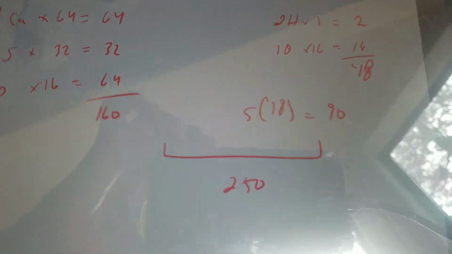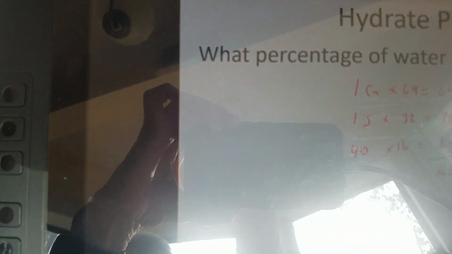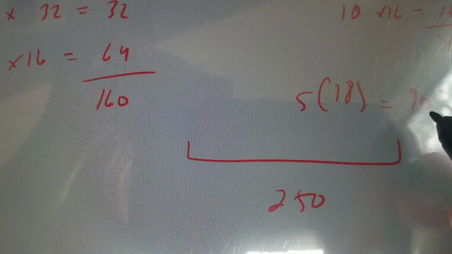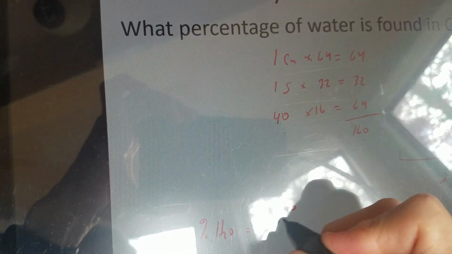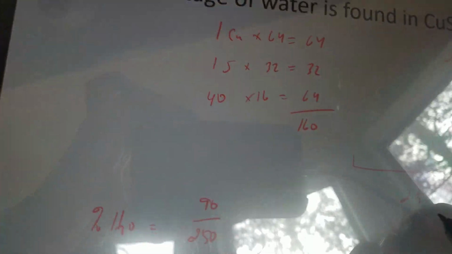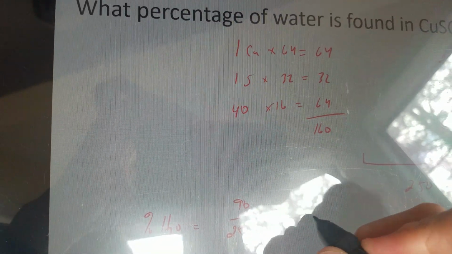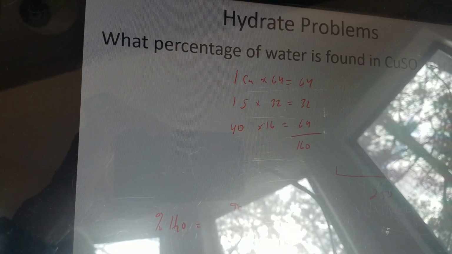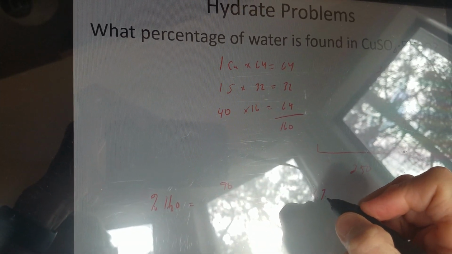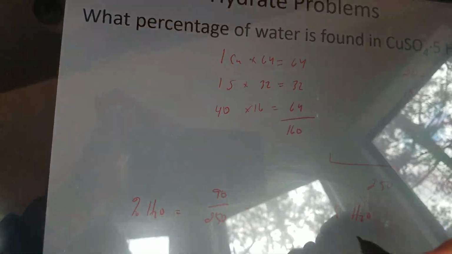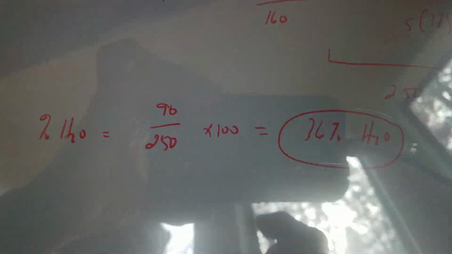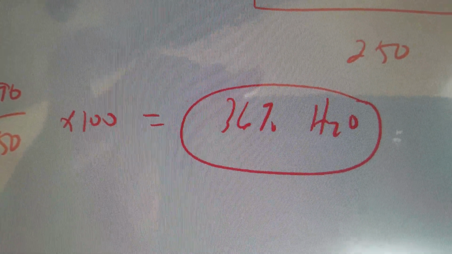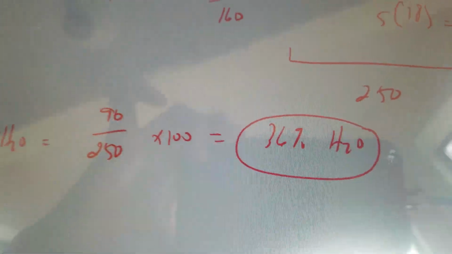So if I'm looking for the percentage of water in this compound, all I have to do is take the mass of the water, which was 90, divided by the total mass of the compound, which was 250, and multiply it by 100. I would get 36% of this particular hydrate is water. Now that's just one type of problem associated with this.